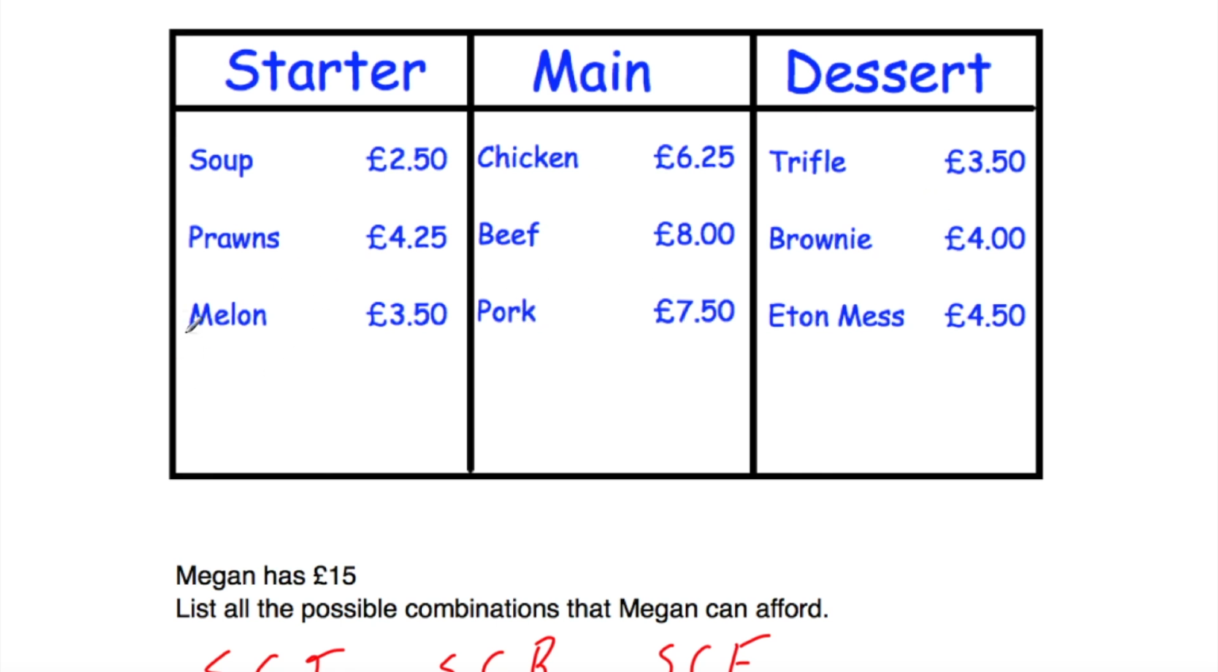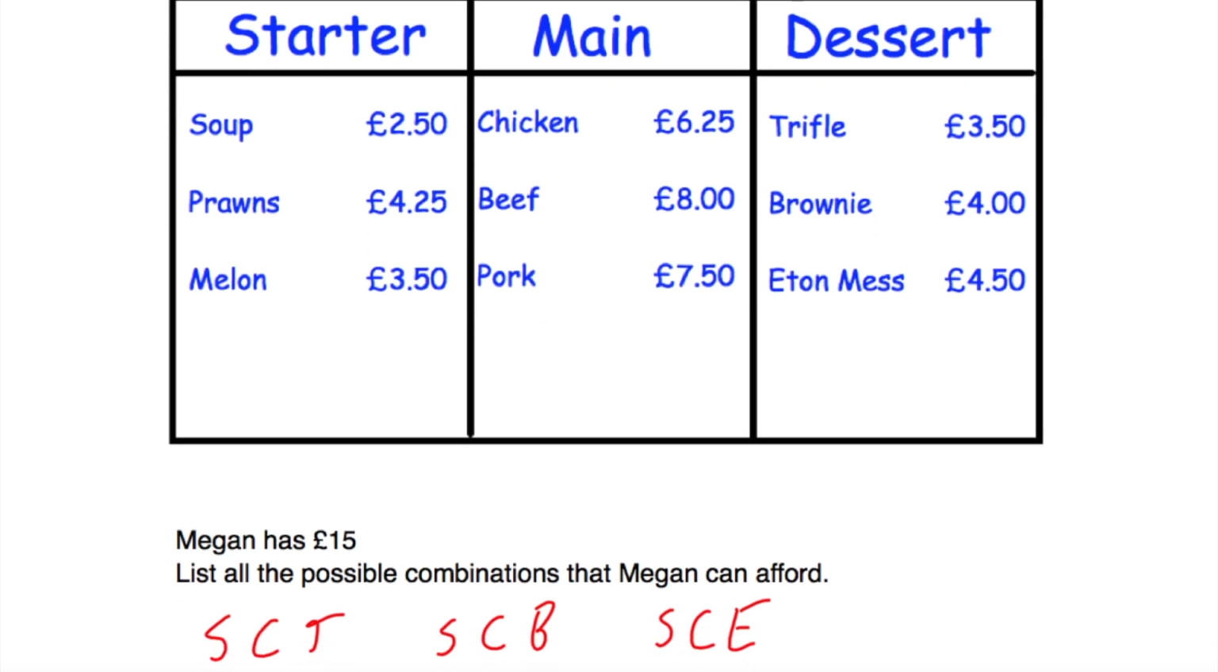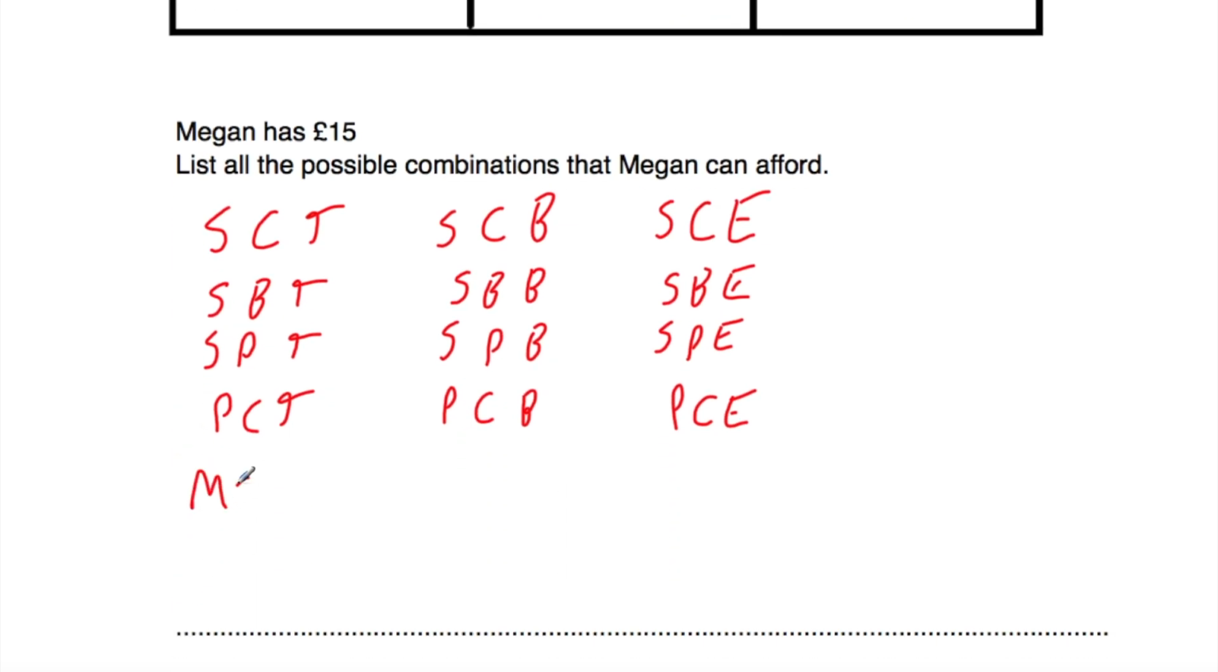Okay, now let's have a look at the melon. So melon and chicken is £3.50 plus £6.25. That's equal to £9.75. Now the most expensive dessert is the eton mess, which is £4.50, and she can afford that, because if we do £9.75 plus £4.50, it's less than £15. So that means she can have melon, chicken and all of these. So let's write that down. Melon, chicken and trifle, melon, chicken and brownie, melon, chicken and eton mess.